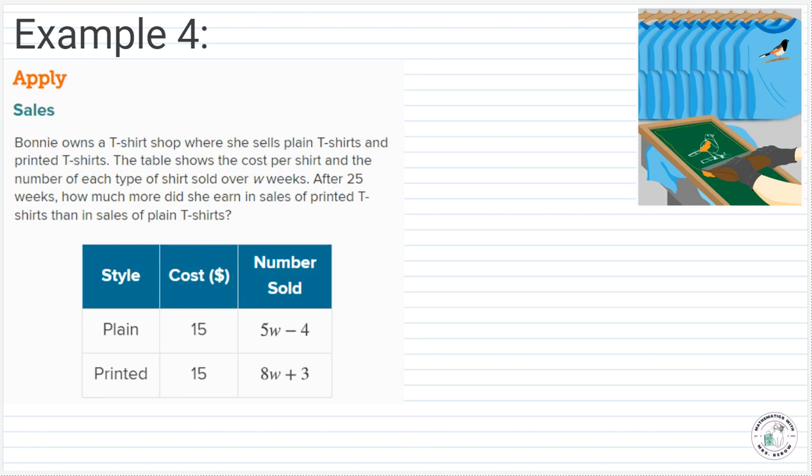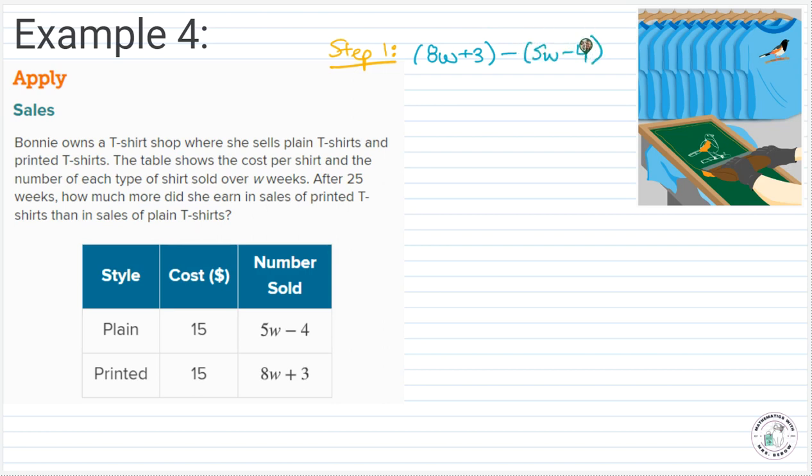So our first step is to find the difference in these two expressions. And yes, again, there are multiple ways that you can solve this question, but the whole purpose of this video is to work with subtracting linear expressions. So that's what we're going to do here. So step one is to subtract those two linear expressions. It does say that we earned more just with the way the question's worded. How much more did she earn in sales of printed t-shirts? That is the greater amount. So the 8W plus 3 is going to be written first. And then we're taking away the plain shirts, which were the 5W minus 4.